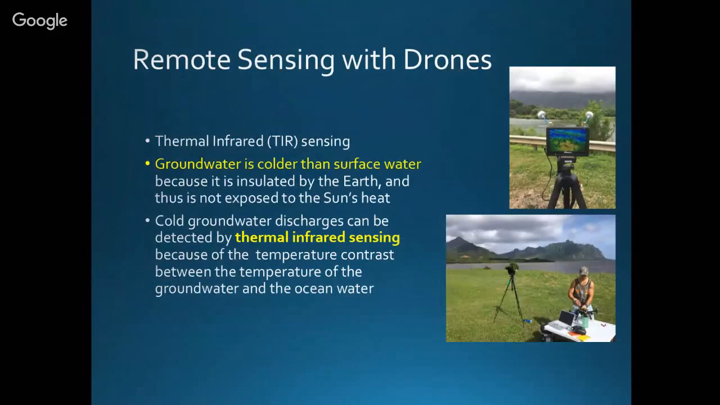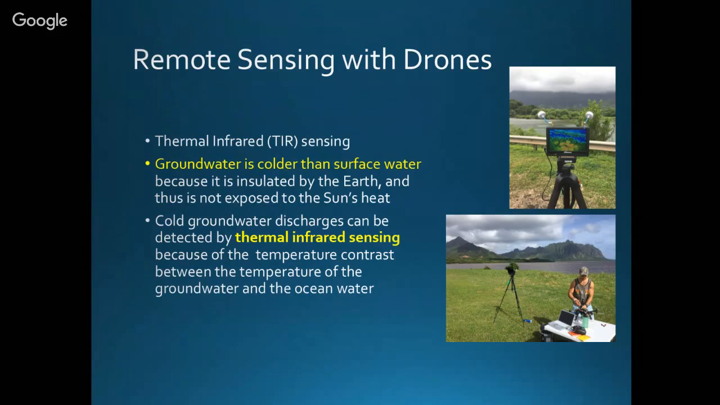The main method that we're using to find submarine groundwater discharge is via thermal infrared sensing. We're using drones, and basically groundwater is colder than surface water. Surface water is sitting in the sun all day, so it has this solar heating, whereas groundwater is insulated by the earth. So when it discharges out into the coast, it's naturally colder than the ocean water, and you can detect these small temperature differences with infrared sensing.